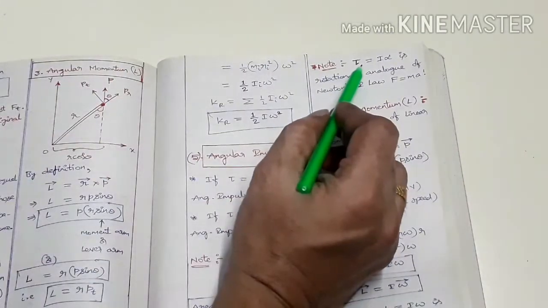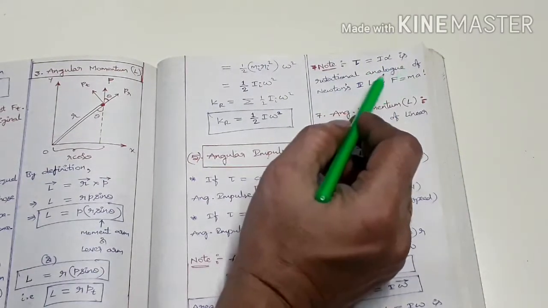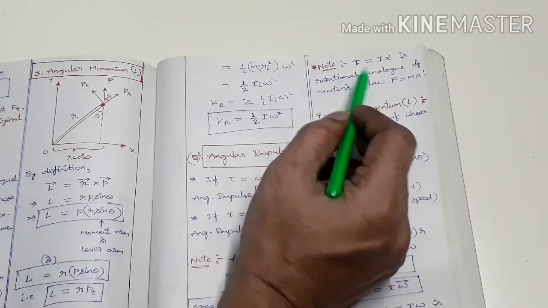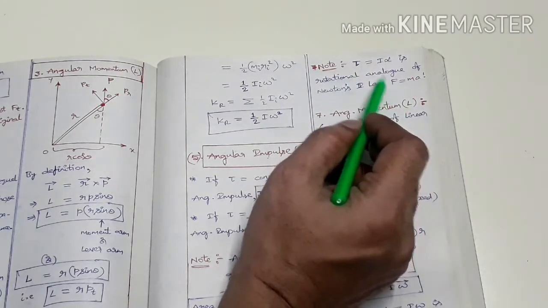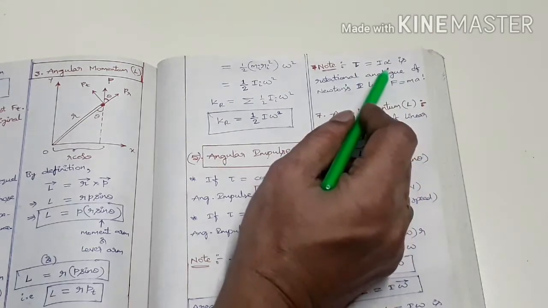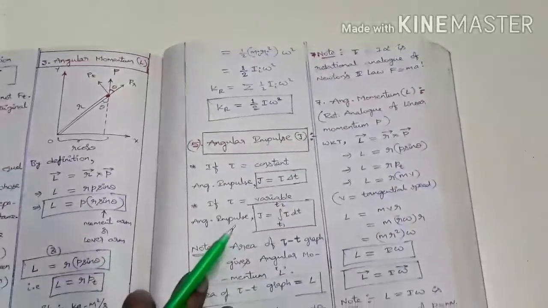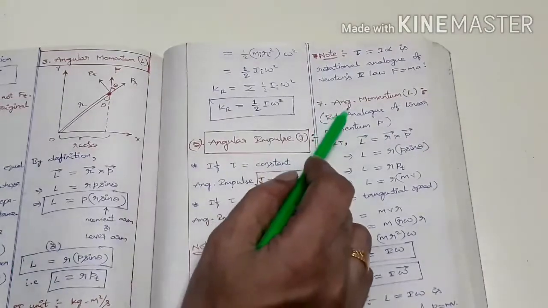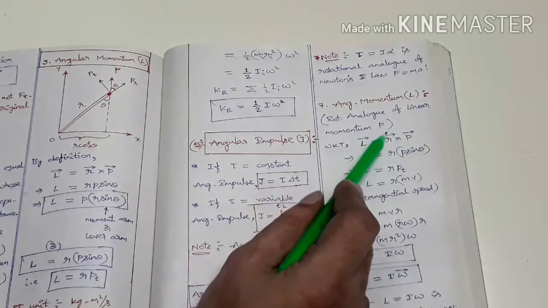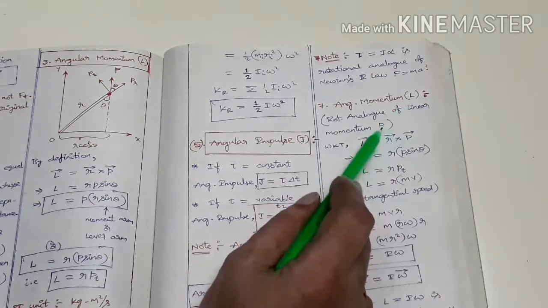Note that tau equal to I alpha is the rotational analog of Newton's second law, F equal to ma. For F, the rotational analog is tau. For M, it is I. For a, it is angular acceleration alpha. So next, angular momentum L, the rotational analog of linear momentum P.